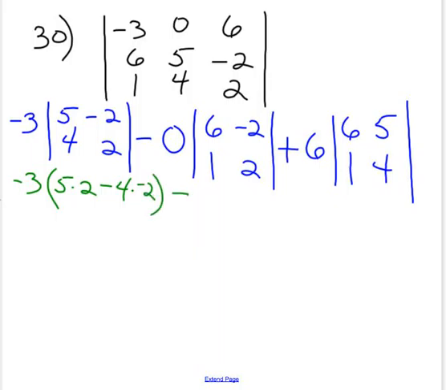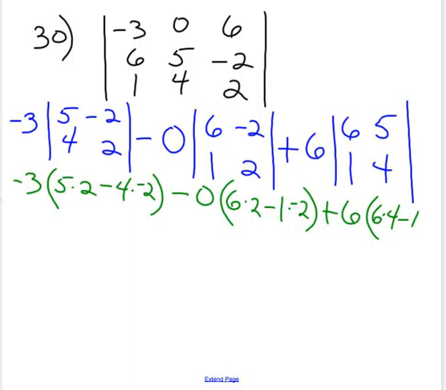For the middle one, I know it's a 0, and that's going to wipe everything out, but I'm still going to go through and figure out the determinant for the 2x2 determinant for practice. 6 times 2 minus 1 times -2. And for my last, I'd have 6 times 4 minus 1 times 5. I have all my 2x2 determinants set up. I just need to evaluate everything now.